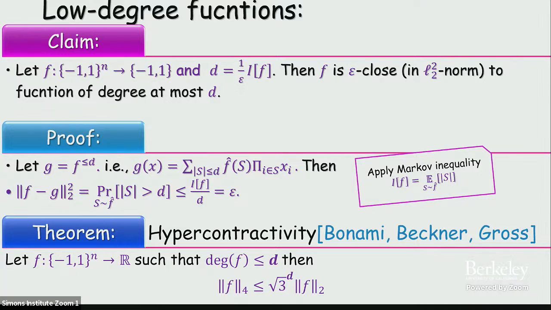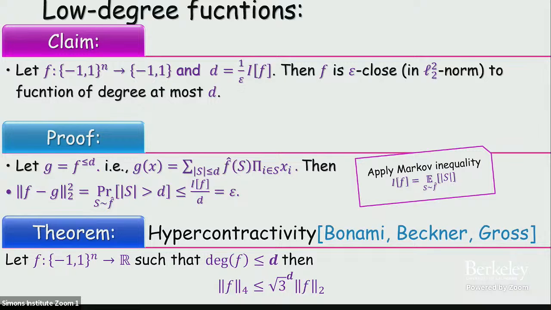What it says is that for every function whose exact degree is at most d, meaning it has no weight above degree d, the L4 norm is at most some constant that depends on d.